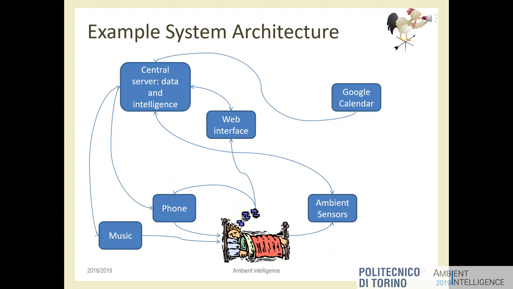So what do we need? The user interacts with their phone, and the phone provides information, for example the ringing functionality. But the phone can also be used for configuring the system, for setting the preferences, for example. There are some ambient sensors, because in this project we decided that the system is able to sense whether the user is at home, whether he's already waking up or is still sleeping, and so on. So there should be some sensors.